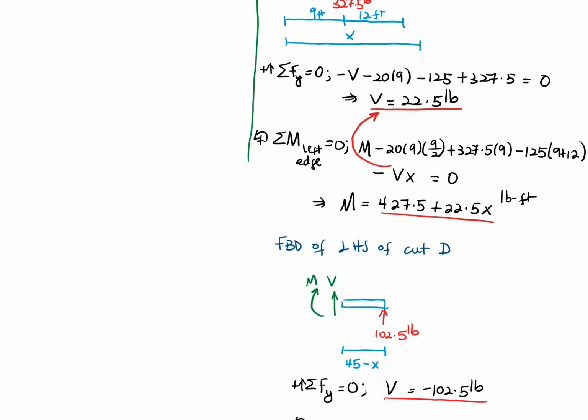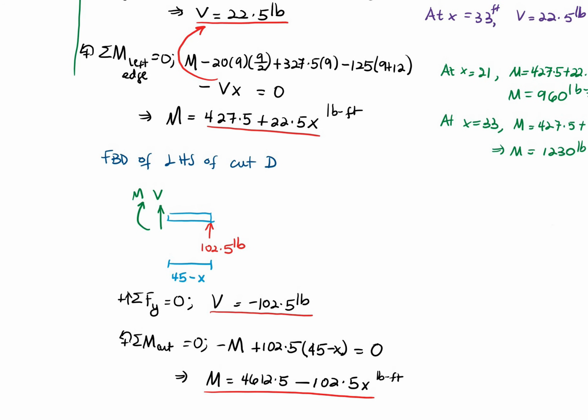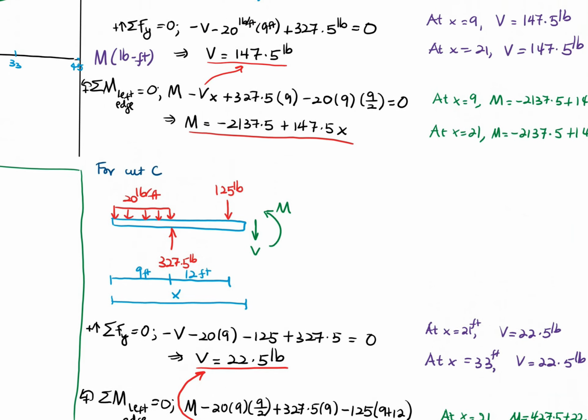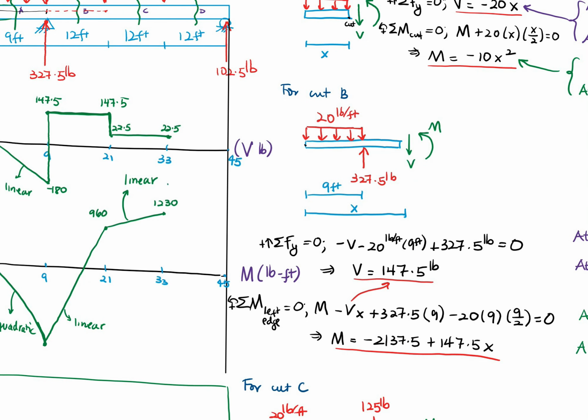Then finally, looking at this side, at v from 33 to 45 is negative 102.5. So just a quick drop down. You're going all the way down here. And I'm sorry about that, it looks like it's going to overlap a little, but it's not that bad. Going to negative 102.5. And then you see 102.5 just pops it right back up to 0. So we're basically done with our shear diagram.